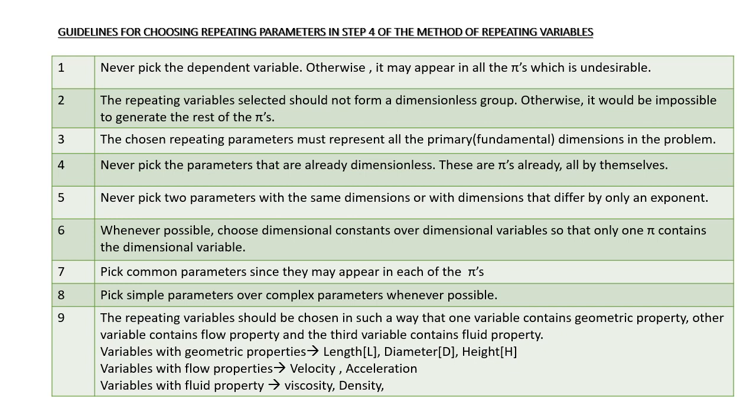Okay, so we need to choose 3 repeating variables. If m is equal to 3, then we need to choose 3 repeating variables. If m is equal to 2, then we need to choose 2 repeating variables. Okay, so how to choose? We need to choose one repeating variable from geometric properties like length, diameter, height, the second from flow properties like velocity, acceleration, and the third from fluid properties like viscosity, density. Okay, so you get this as you practice.